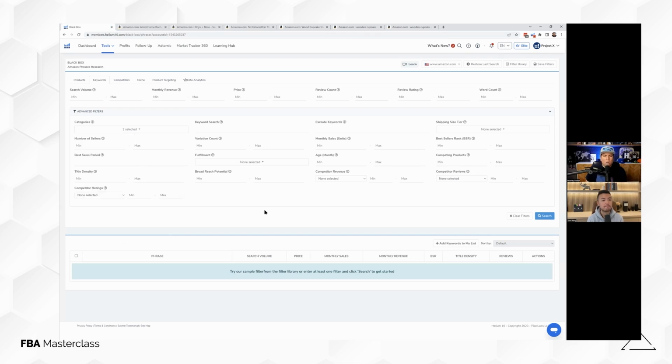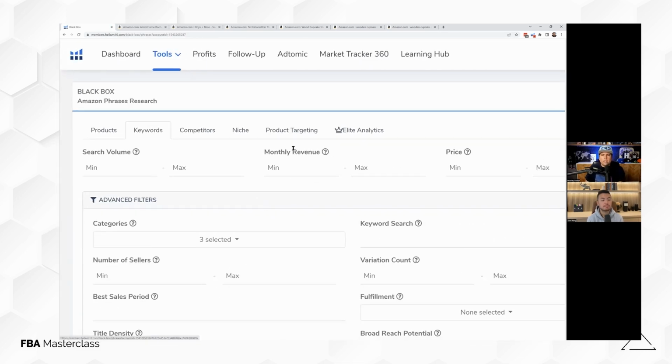So we talked, guys, about what signifies demand for a product, and that is the number of sales or the revenue, right? What would you say, Tom, would signify demand for a keyword? Search volume. Search volume. All right. So this might be a new term for some of you. Search volume is basically how many estimated times in the last 30 days somebody has searched for a certain keyword on Amazon.